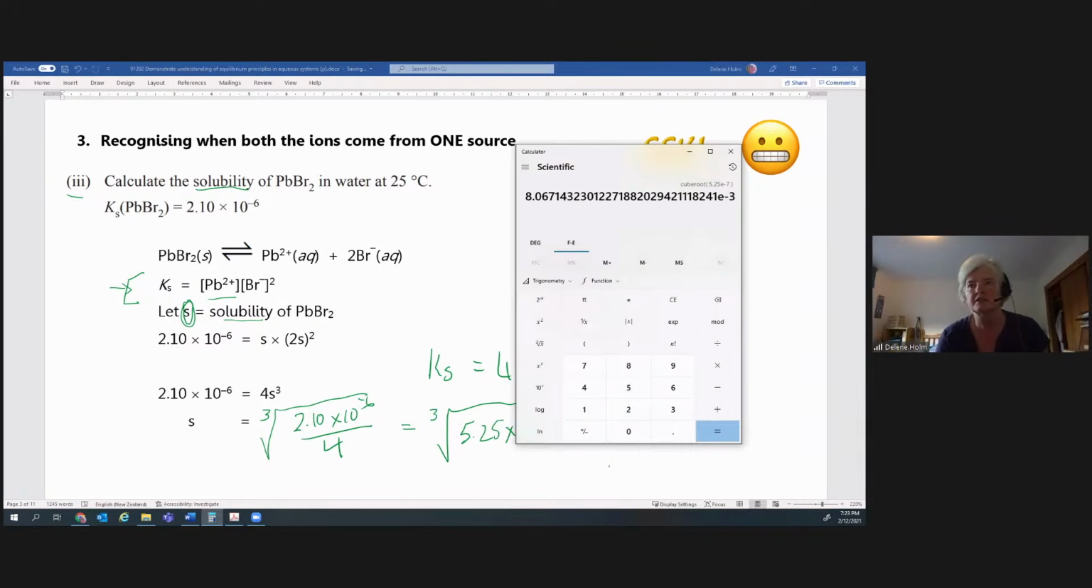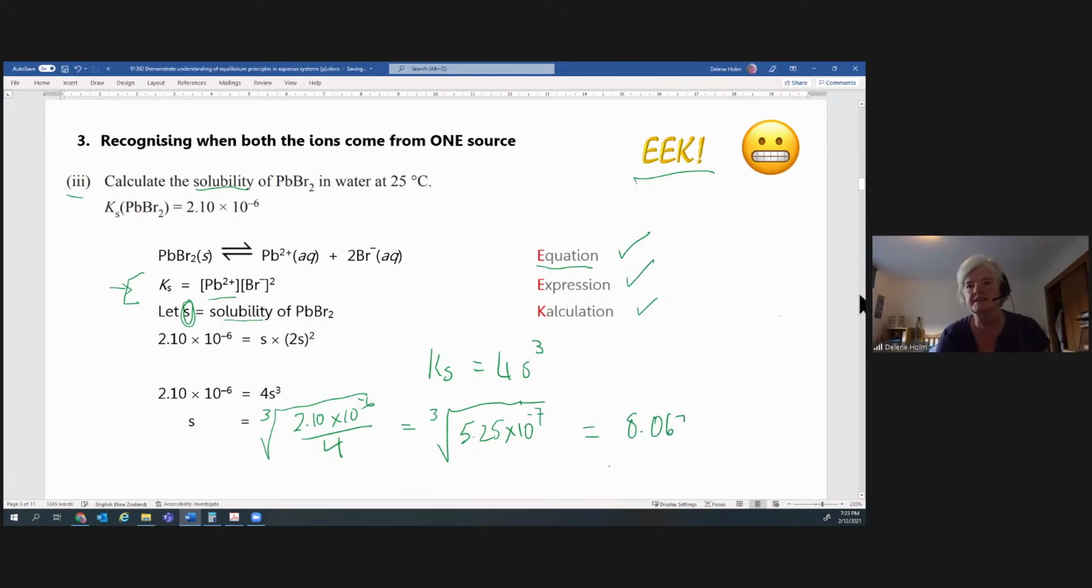0.67. 0.67 times 10 to the minus 3. Now, whenever you do a calculation and you put your final answer down, tell yourself 3 things. Is there a unit? Because not everything has a unit. Ks does not have a unit, but solubility does have a unit. So make sure you then write the unit, because you're not going to get merit or excellence without that.